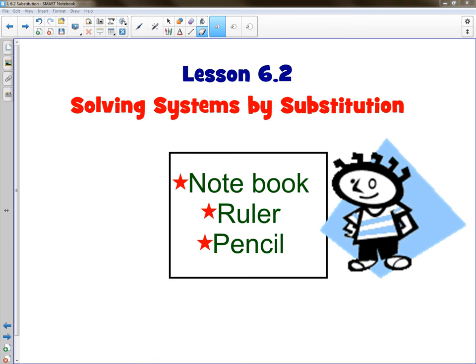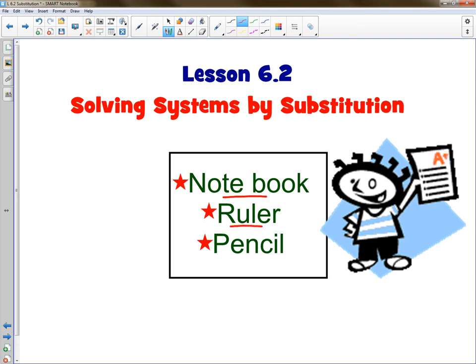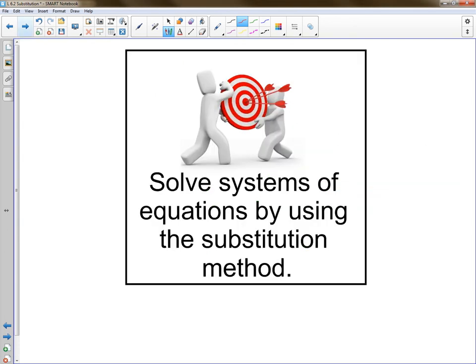So for those who don't like graphing as much, this is a great way to do the same thing using a different method. Make sure you have a notebook, your ruler, and a pencil ready to go so that we can get started. Here's your learning target, and that is to solve systems of equations by using the substitution method.